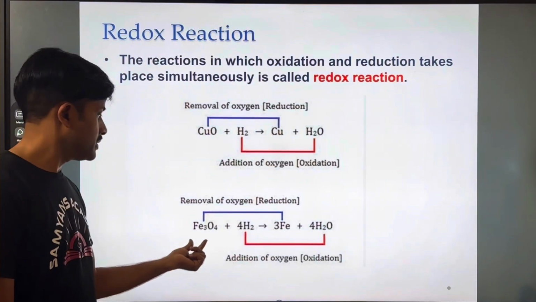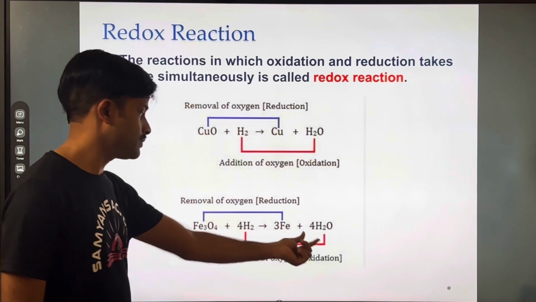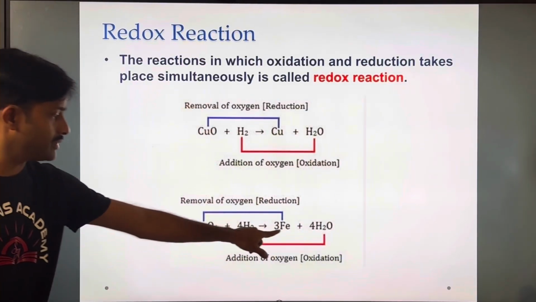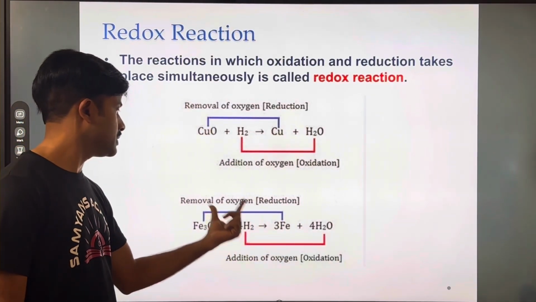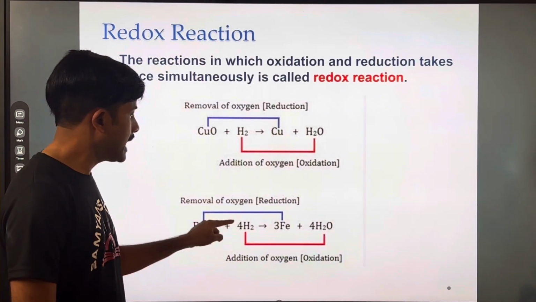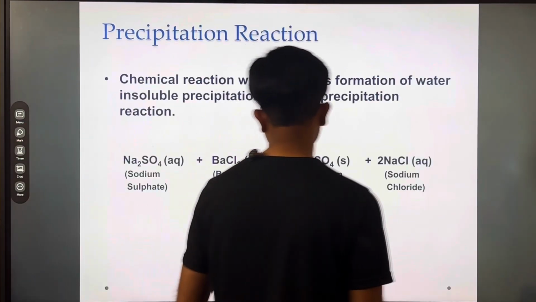Here also when you observe these reactions, Fe3O4 when it reacts with hydrogen gas will form iron plus water. So in Fe3O4 removal of oxygen is taking place. Here we have the oxygen, here we don't have oxygen, right? So Fe3O4 becomes Fe. So this reaction we call a reduction reaction. Fe3O4 is reduced to iron and hydrogen gas is oxidized to water, right? Addition of oxygen is taking place.